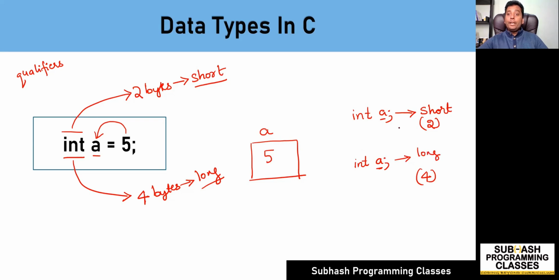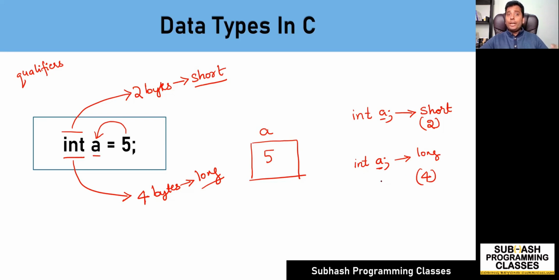So let me repeat. In a Turbo C compiler, all integers are by default considered as short integers, and that is why it allocates 2 bytes of memory for this variable a. Whereas GCC compilers will consider all integers as long integers by default, and that is why the memory allocated for the variable a associated with it is 4 bytes.